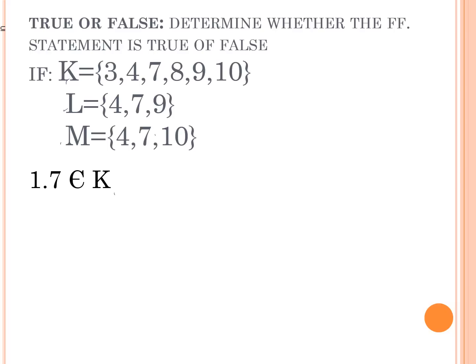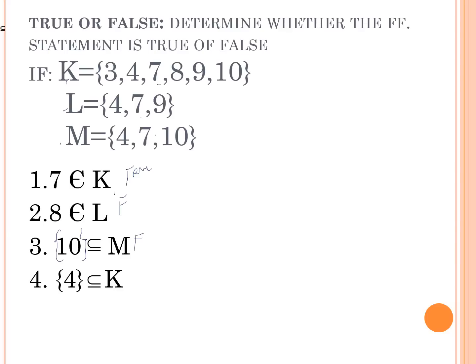Okay, number 1. 7 is an element of K. Of course, yes. So this is true. Number 2, 8 is an element of L. We cannot see an 8 here, so this is false. Number 3, 10 is a subset of M. What did I say? When writing a set, it should be enclosed by braces. Since this is not enclosed by braces, it is just a number, so this is false.